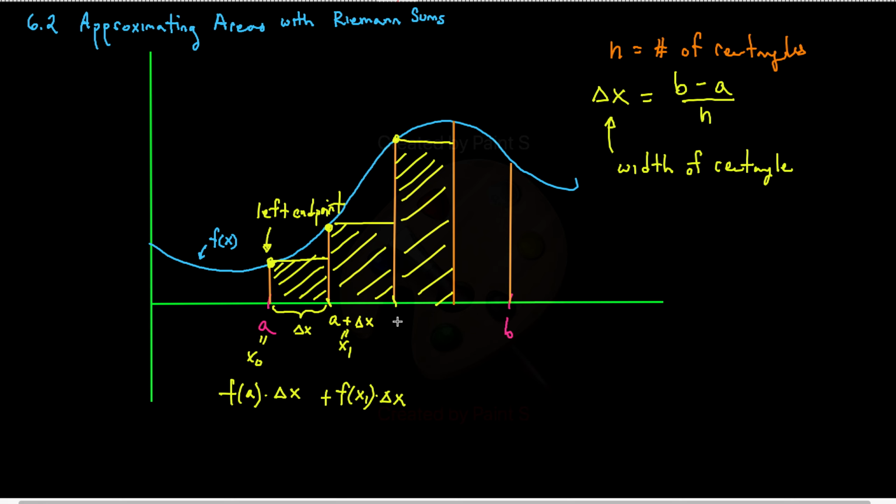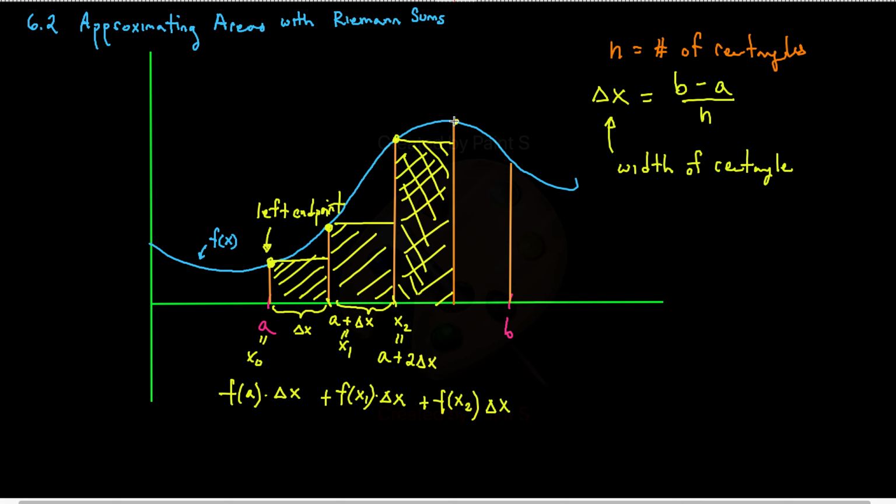And then this point right here, I'll call it x2. But we should see that it's just A plus 2 delta x's. Because I went from A and then I moved delta x over. That's the next point. Then I moved delta x again. This length is delta x, right? And now I'm at x2. So the area of this rectangle right here is going to be f of x2 times delta x.